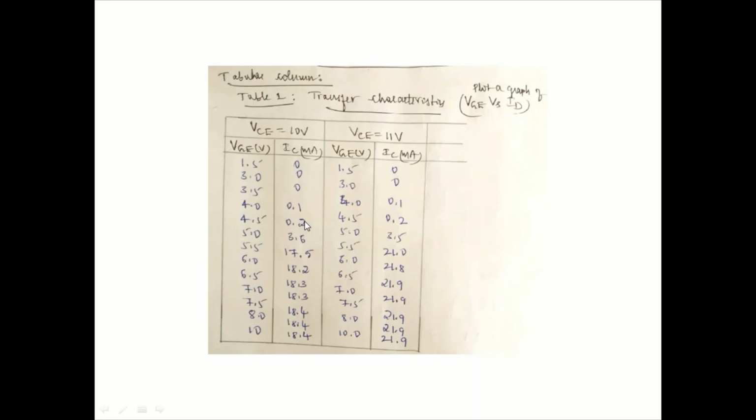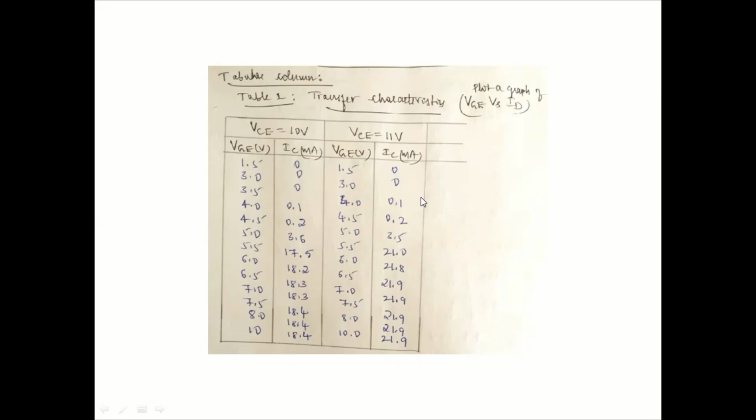Once the gate to emitter voltage crosses the threshold voltage, you can see that the current starts increasing and reaches a value dictated by the collector to emitter voltage, the resistance in the main circuit, and also the amount of voltage that you give between the gate and emitter. As you go on increasing the gate to emitter voltage, you can also observe that there is a sharp increase in the collector current. The same kind of readings is observed even for a different set of experiment, where the collector to emitter voltage is maintained at 11 volts.